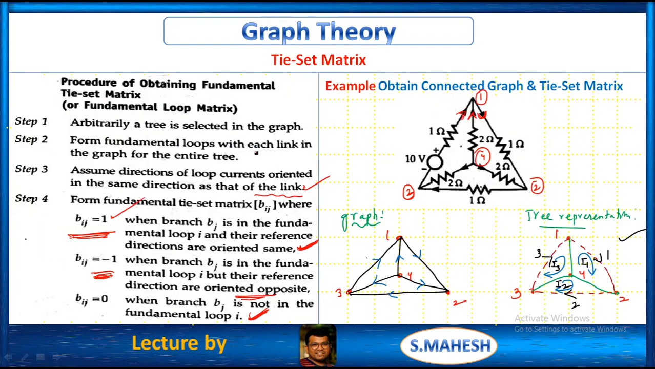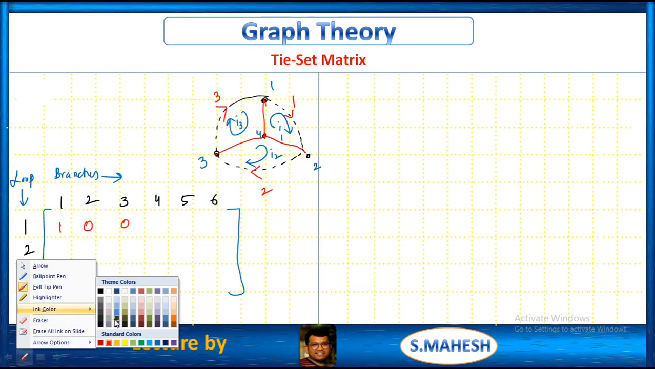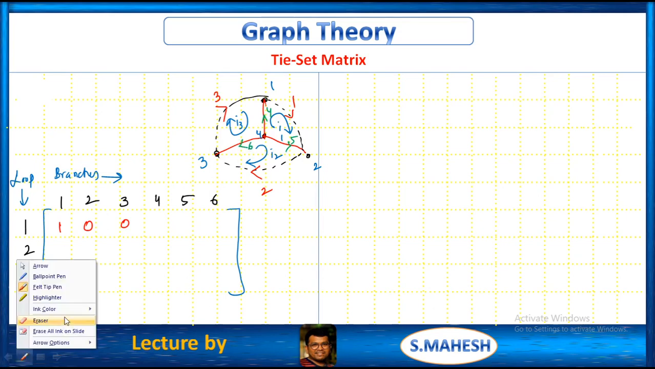First we have to represent the branches. Wait for a better idea. Yeah, 1, 2, 3 completed. This is given 4. This is 5. This is given 6. Now it's clear. So 1, 2, 3. 4 is what? Towards loop 1. See the direction.